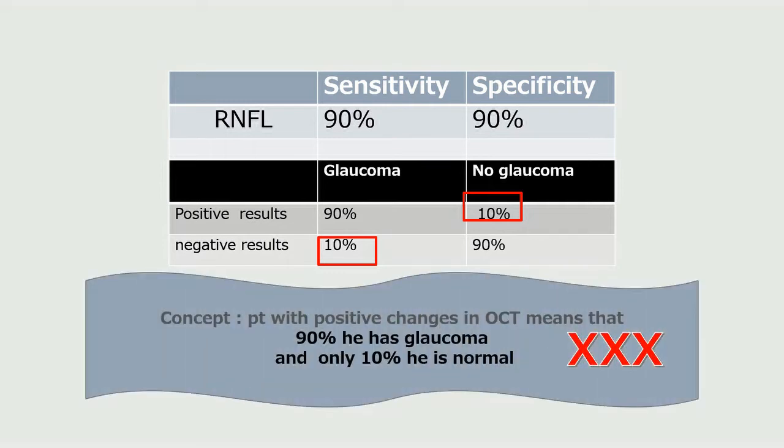So for a patient with positive results in OCT, if we have such a finding, this does not mean that we are 90% sure he is glaucomatous and only 10% he may be normal. This concept is not real.